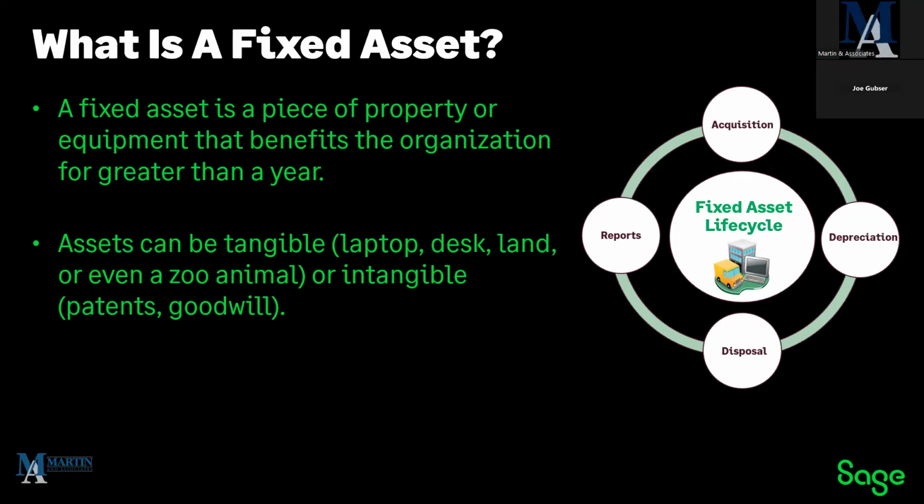So just real quickly, what is a fixed asset? A fixed asset is basically a piece of property or equipment that benefits your organization for greater than a year. They can be tangible, like a laptop, land, desk, or intangible, like patents, goodwill, and so forth. And what the Sage Fixed Assets Management module will do is track all this for you, and calculate your depreciation, all in one place inside of Sage Intacct.